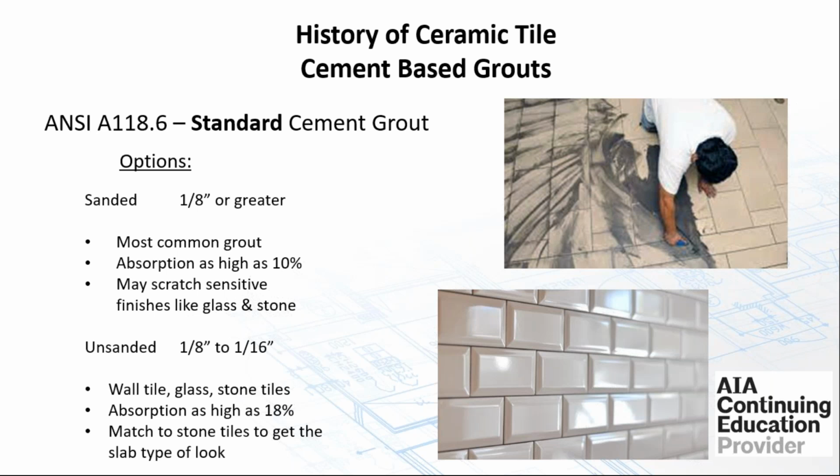With an unsanded grout, you're going to fill in joints from 1/8 of an inch to 1/16 of an inch. The aggregate in an unsanded grout is typically a marble dust. You still have an aggregate going into it, holding the cement together, filling in the joint. This unsanded is most often used for wall tile, glass, stone tiles. The absorption rate on this can be as high as 18%. And again, you can still get the fading out of the color by overwashing, overmixing of these grouts.